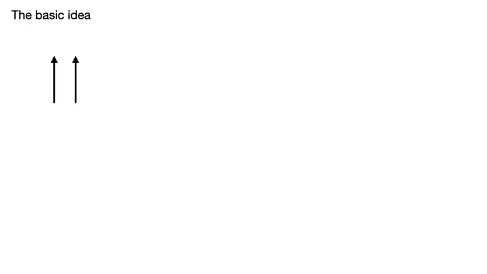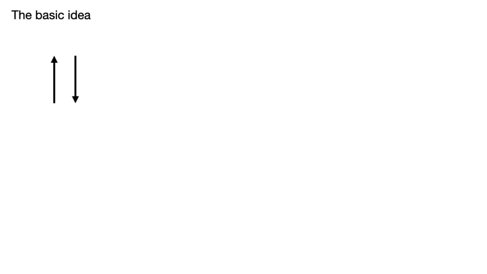Hopefully, you managed to work out that there are four possible states for this two-particle system. There is the state shown here in which both particles are up. There is the state in which the first particle is down and the second is up. There is a state in which both particles are in the down state. And last but not least, there is the state where the first particle is up and the second particle is down.